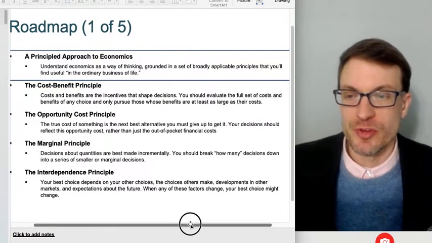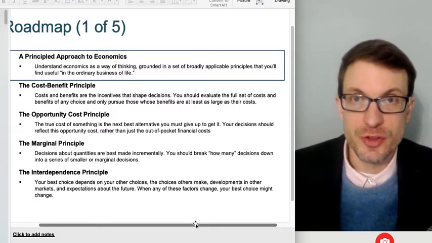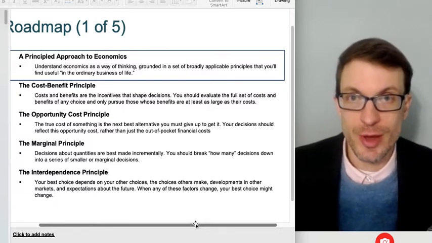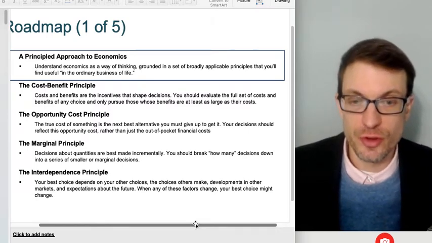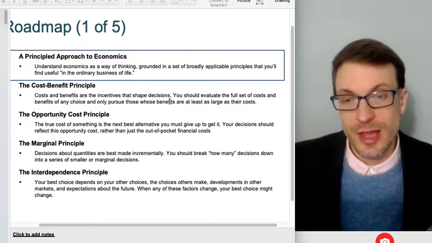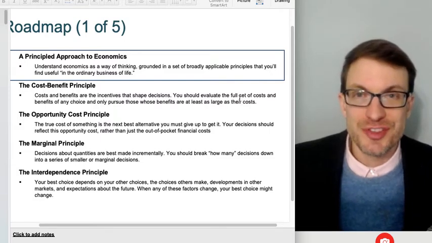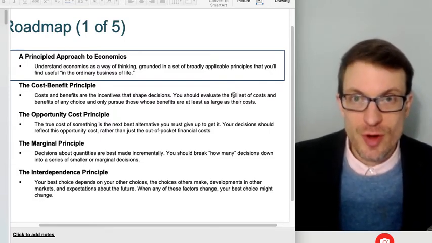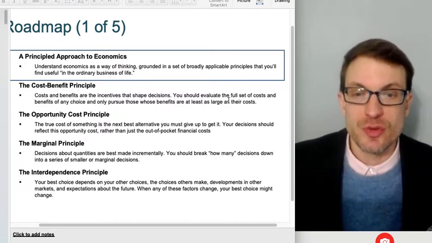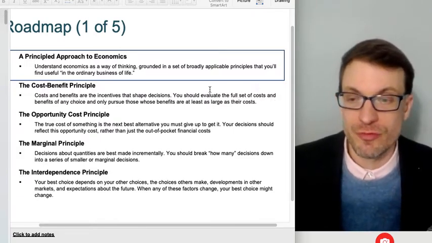So the cost-benefit principle is basically telling us we want to evaluate the full set of costs and the full set of benefits, right? And then ultimately, we pursue whichever alternative has the largest benefits relative to the costs, right? And so the idea here is, well, we're facing scarcity. Because of scarcity, there's going to be trade-offs. We have to do one thing instead of another. How do we decide what to do? Well, any activity we actually want to pursue, we want to make sure that the benefits outweigh the cost. That's going to be the first element of our decision framework.